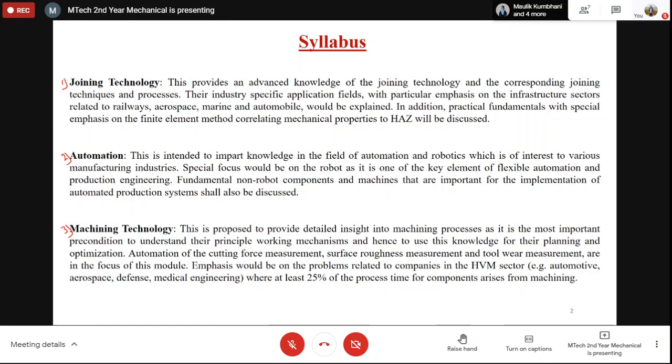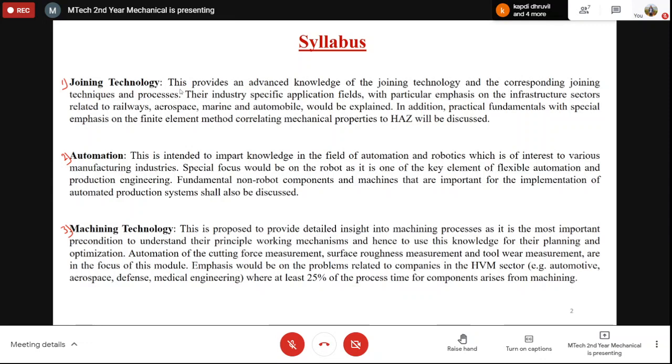What is joining technology? What are the various techniques in joining technology? This will provide advanced knowledge of joining technology and the corresponding joining techniques and processes. You might have heard of various joining techniques in your undergraduate program, so we'll start with those basics. We'll go through those basic techniques one by one, in brief, and then add a little bit of advancement to them.